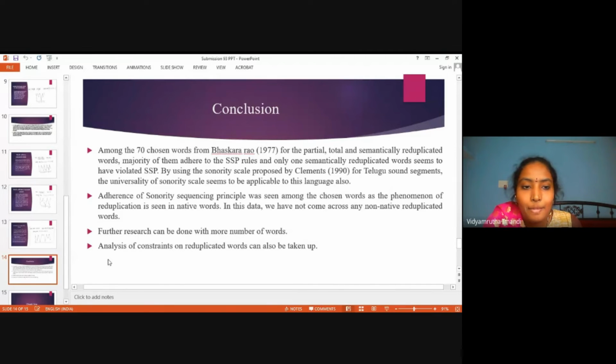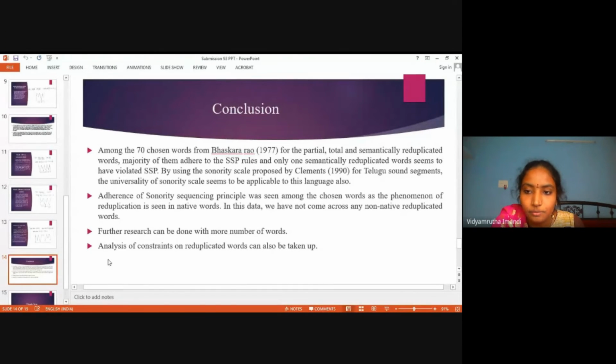And to conclude, among the 70 chosen words from Bhaskar Rao's partial, total, and semantically reduplicated words, the majority of them have adhered to the sonority sequencing principle. Since this is very little data, like 70 chosen words, we have only got one word where there is a violation of the sonority sequencing principle. Maybe in further research, where we can study more sounds, we might see whether there is more violation or more adherence to the sonority sequencing principle.